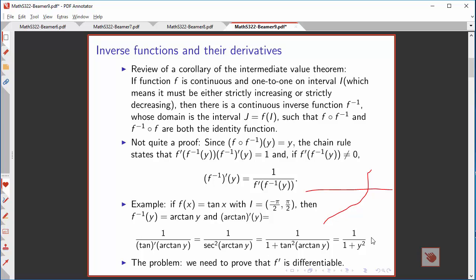Say, yeah, that's the proof. It's easy. Only one problem with that proof. I assume that f inverse is a differentiable function. We have to prove that, and we will do it in class.